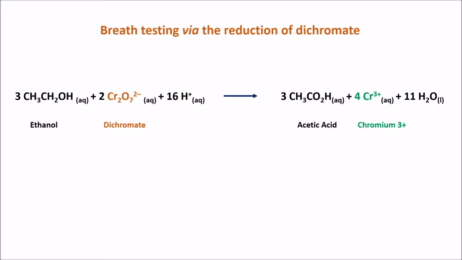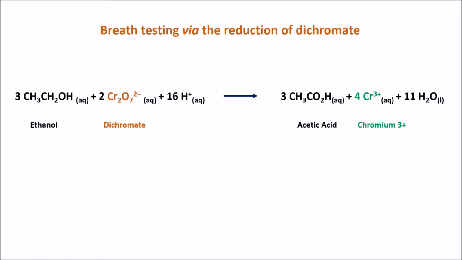To monitor this reaction, we use UV-Vis spectroscopy. Using this technique, we can observe the change in concentration of dichromate. If we know how much dichromate we started with, and also know how much dichromate we're left with when the reaction was completed, we can figure out how much ethanol was in our sample.